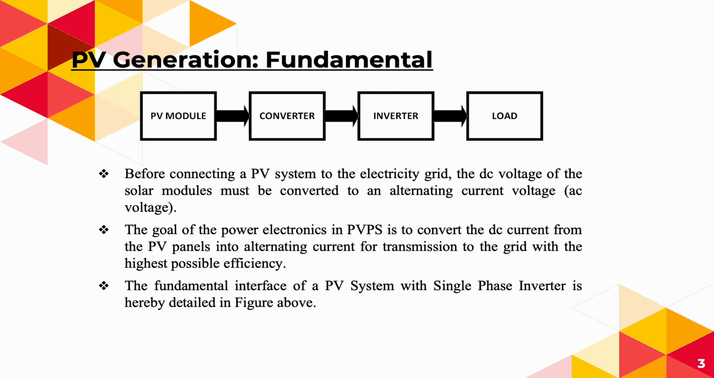So we can go further and see what the fundamentals of PV generation are. The basic building block is the PV module. The generation of the PV module is DC, so for the load or for connecting to the grid, it needs to be converted to AC with the help of an inverter. So the fundamental interface of the PV system with a single phase inverter is detailed here.